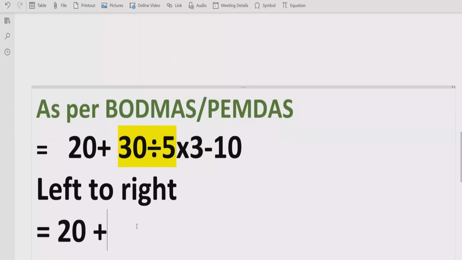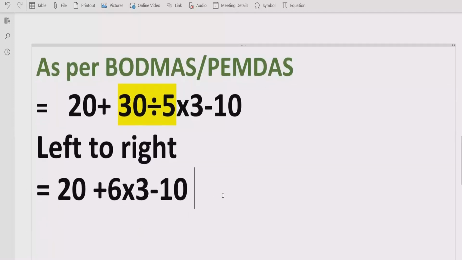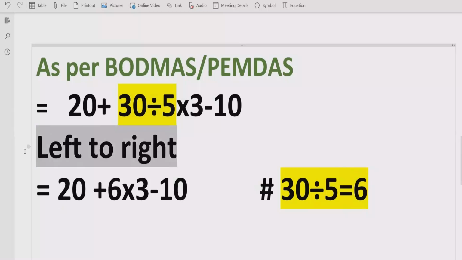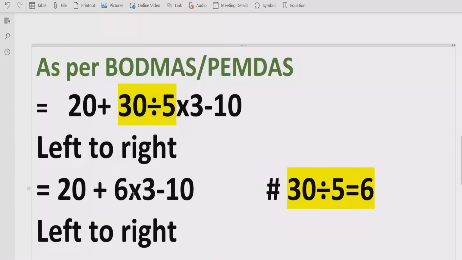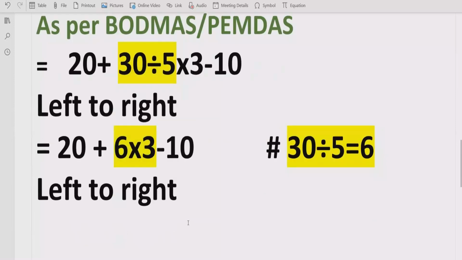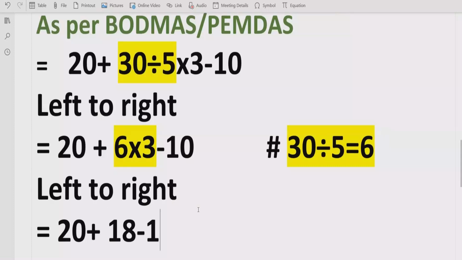So here we will write 20 plus 30 divided by 5 equals 6, multiplied by 3 minus 10. Now we can give a reference to understand each step: 30 divided by 5 equals 6. Now, again, we have to go left to right and look at multiplication and division. We have this multiplication, so now we will solve this part. So we have 20 plus 6 multiplied by 3 equals 18, minus 10.